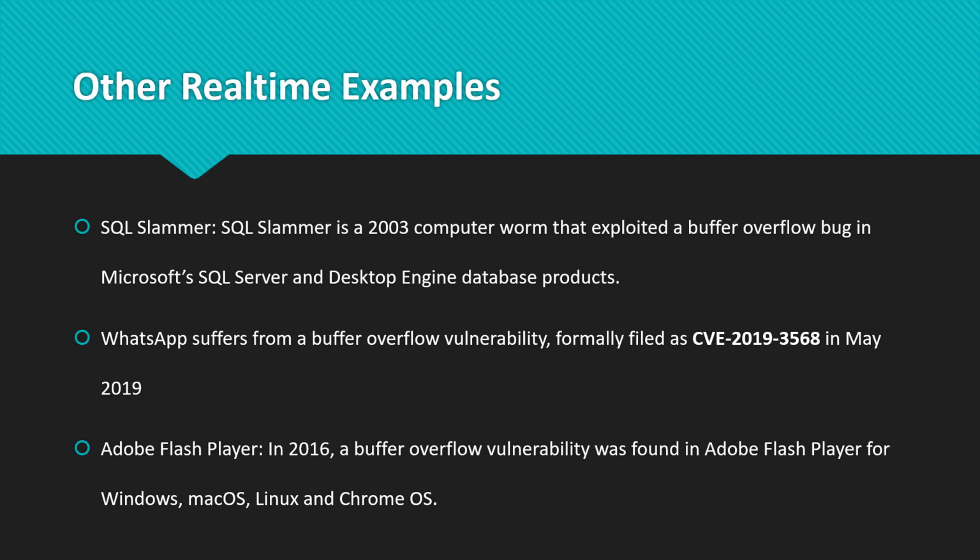Coming to other real-world examples, SQL Slammer, a 2003 computer worm, caused a denial of service on some internet hosts and dramatically slowed down general internet traffic. Even the popular chat app WhatsApp also suffered from a buffer overflow attack, which is filed as CVE-2019-3568. A buffer overflow vulnerability was also found in Adobe Flash Player, due to an error in the Adobe Flash Player while parsing a specially crafted file.